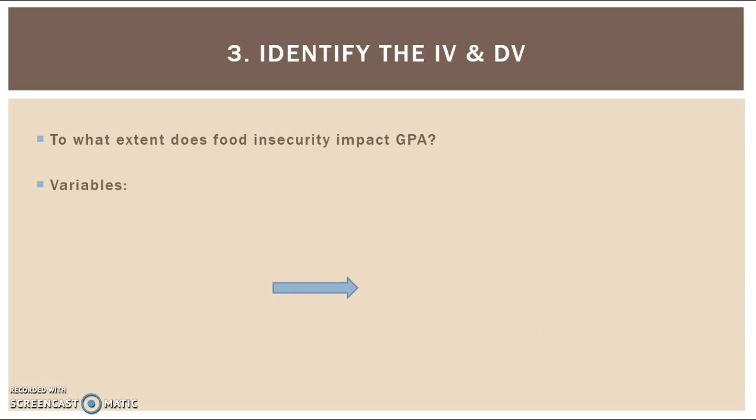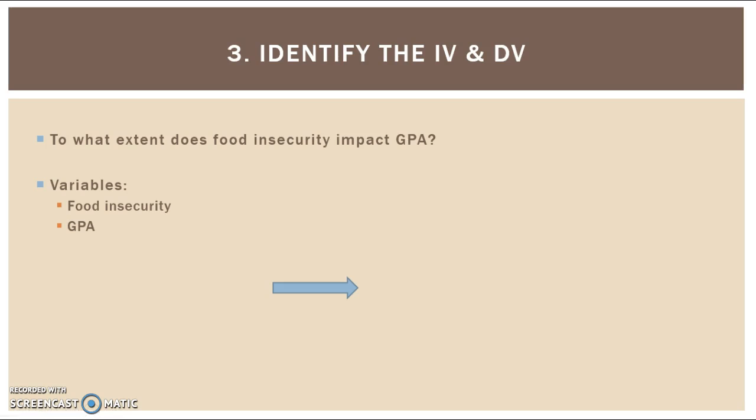Okay, one more example here. To what extent does food insecurity impact GPA? Again, to what extent does food insecurity impact GPA? With this question, we are again asking ourselves first off, what are our two variables? What we see is that food insecurity is one of our variables and GPA is our other variable. So those are our two variables.